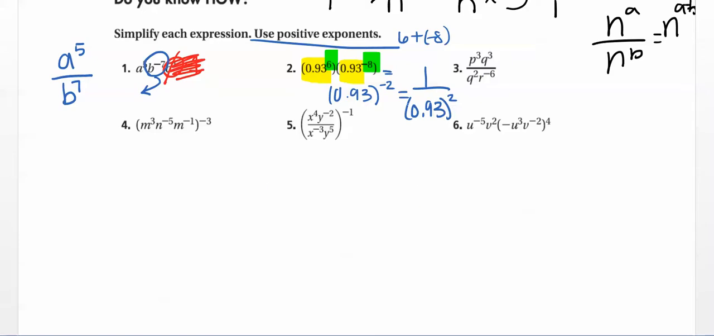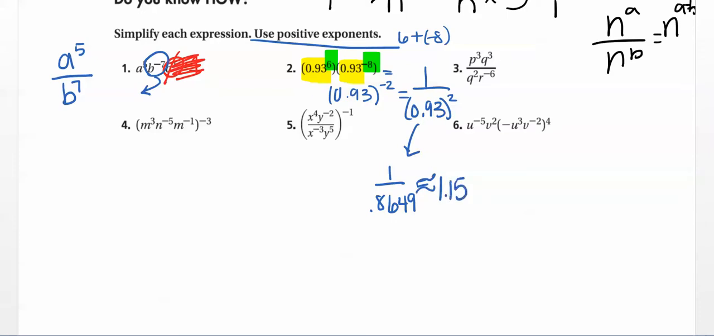0.8649. So this is 1 divided by 0.8649, which we can figure out. We can divide 1 by that number, and it's approximately 1.15.